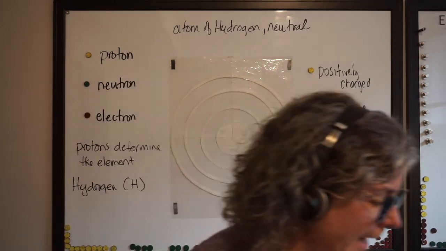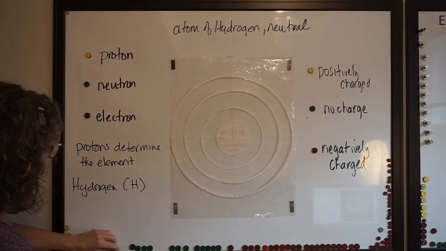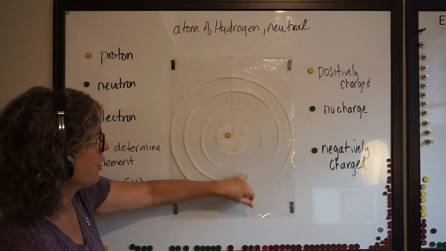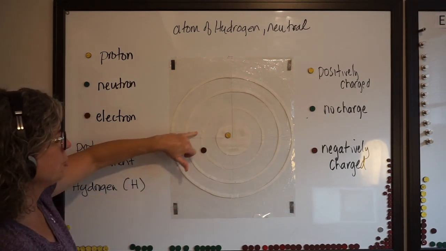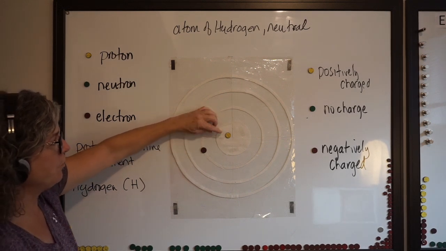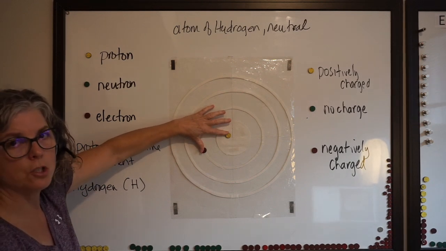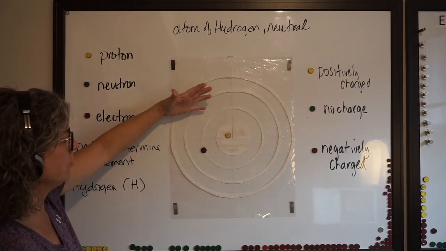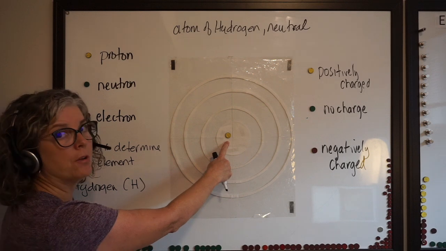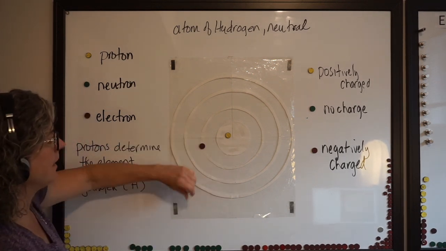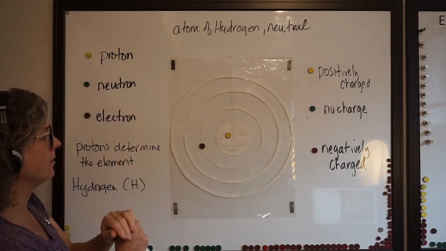Okay, so if I'm looking at hydrogen, hydrogen has a proton found in its nucleus, and it has one electron in its first shell. Because the proton's positively charged and the electron's negatively charged, our net charge is zero. There's no charge. If I was to take that electron away, this atom would now be positively charged. But when we add that electron, we've got one proton, one electron, and they cancel each other out.